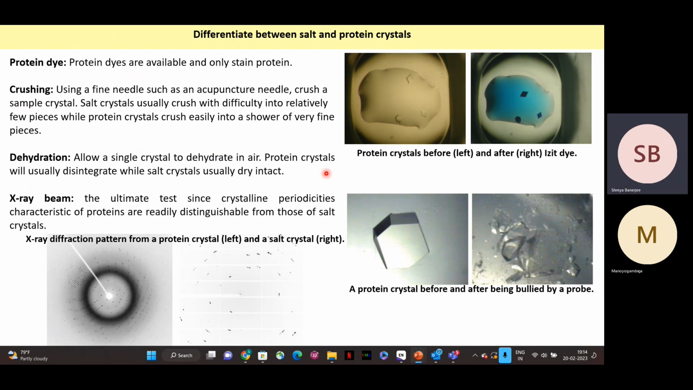Similarly, if you allow a protein crystal to dehydrate in air, it will again completely become like a powder, but the salt crystal will dehydrate intact. This is again because the protein crystals have almost 70 to 80% solvent. The ultimate test of finding whether the crystal is salt or protein is the X-ray beam. So the periodicity of protein crystals is very different from that of salt crystals. And here you can see an X-ray diffraction pattern of a protein and that of a salt crystal. So clearly the electron densities are much higher in the protein crystals.